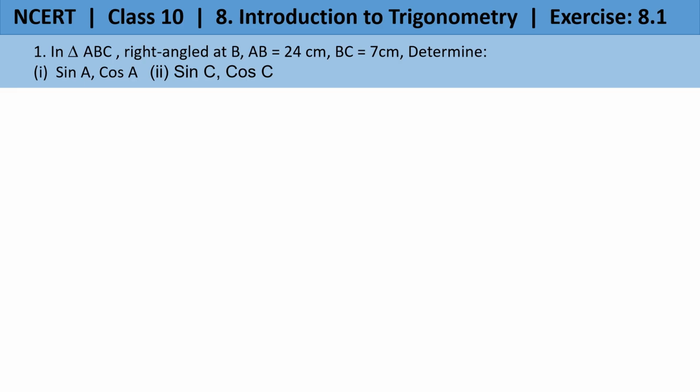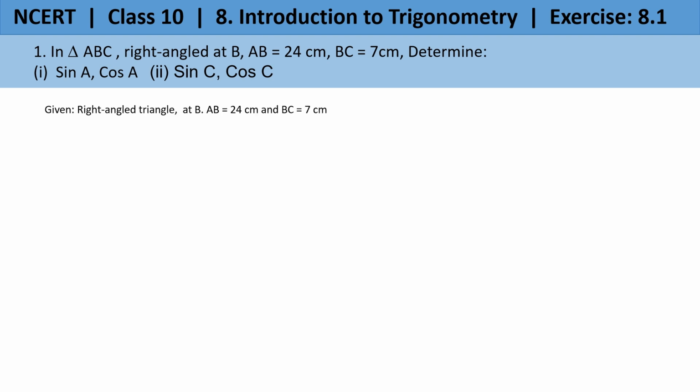In triangle ABC, right angled at B, AB is equal to 24 cm, BC is equal to 7 cm. Determine the following. Section 1. Sin A and cos A. Section 2. Sin C and cos C.